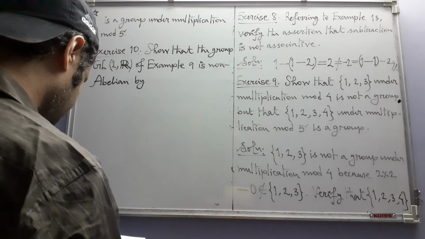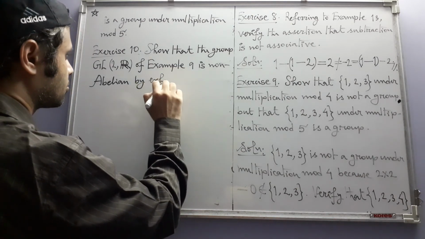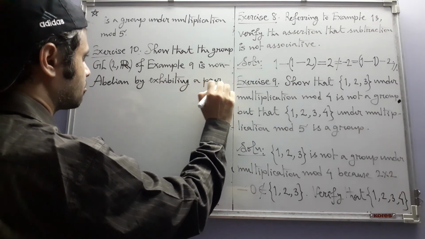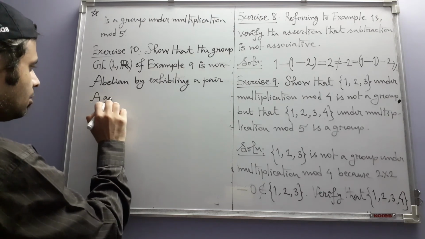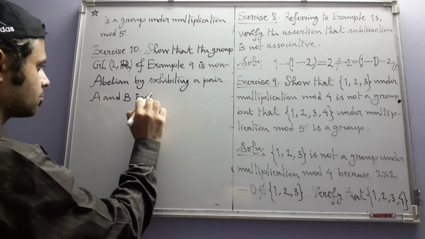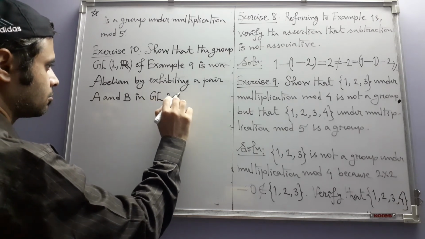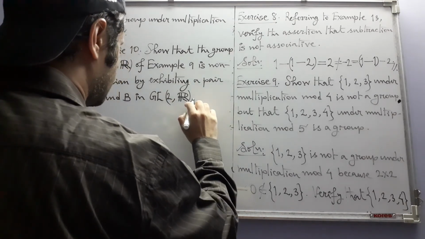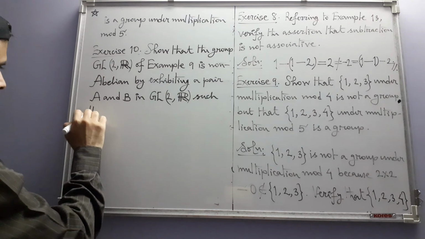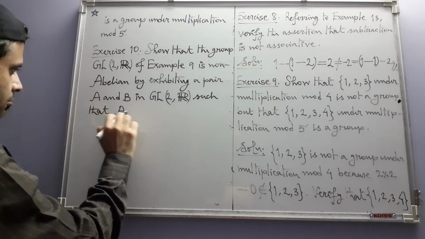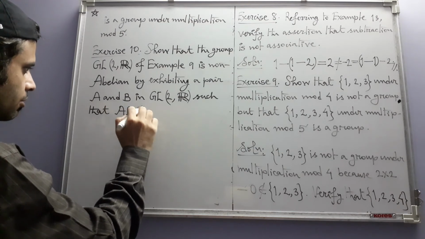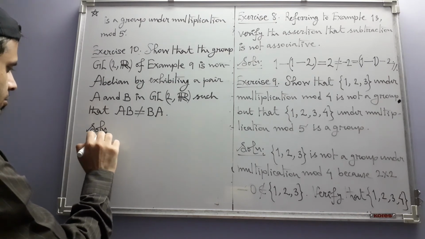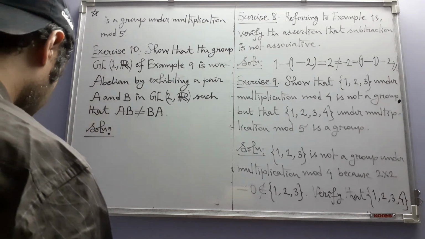By exhibiting a pair A and B such that AB is not equal to BA. We have already done this once, and we are going to refer to that.